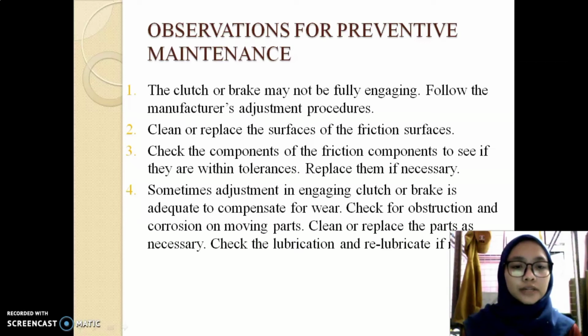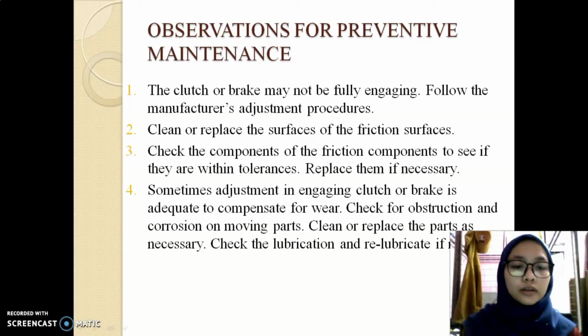Okay. Third, we must check the friction components to see if they are within tolerance, or we need to replace them if necessary, based on the situation.